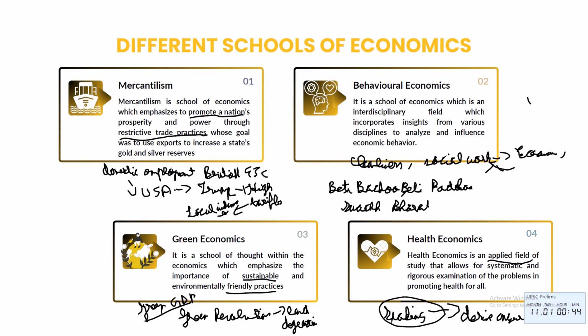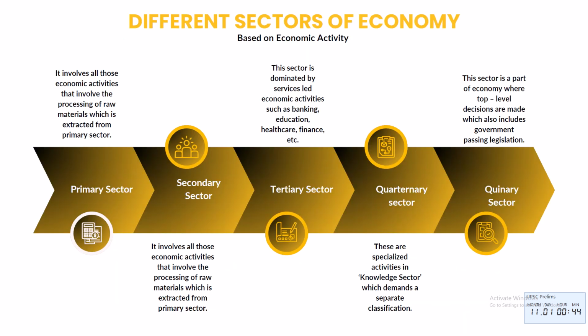Now moving on to the important part of the lecture, different sectors of the economy. See, we have divided them into different parts. Now we will be looking at them based on economic activity. Based on economic activity, it has been divided into primary, secondary, tertiary, quaternary and quinary sectors. The primary sector involves all the economic activities that involve the extraction of raw materials. See, it is called so because it forms the base for all the other sectors.